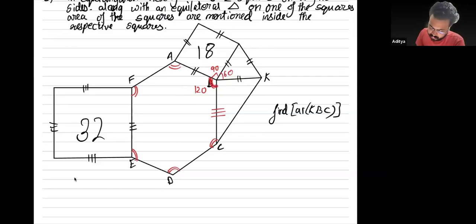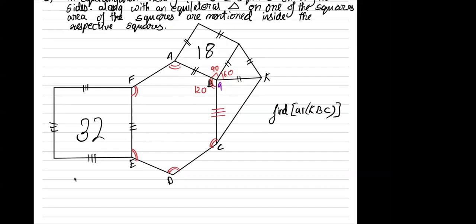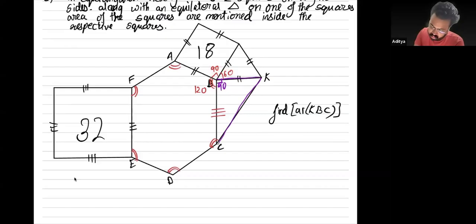So this is 120 degrees. 60 plus 90 degrees is, sorry, 150. So the remaining angle over here will be 90 degrees. Okay. So this KBC triangle is actually a right angle triangle.